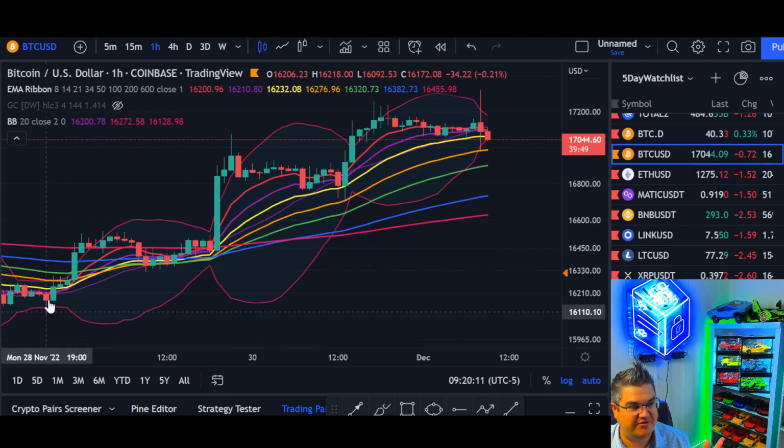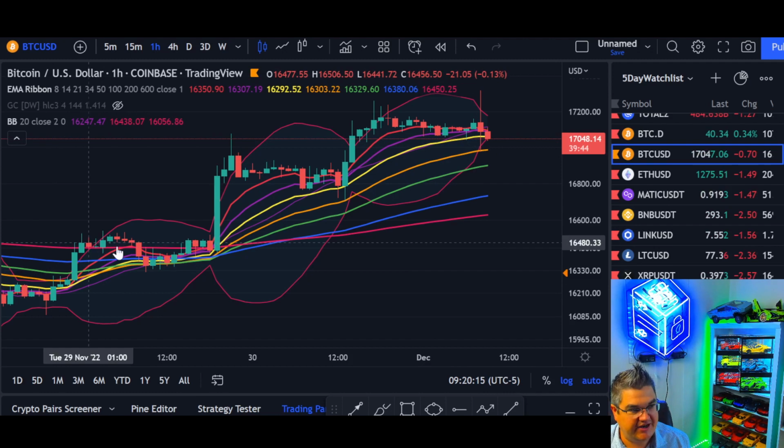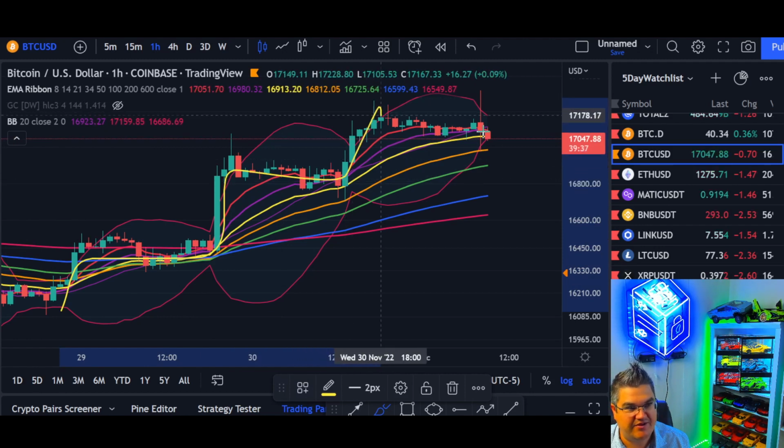Well, look at the hourly chart. For the past couple days here, going back to the 28th or so, we're kind of trying to stair step, right? We're trying to build our way up, right? Bulls climb up the stairs, bears jump out the window. Everyone knows that by now.